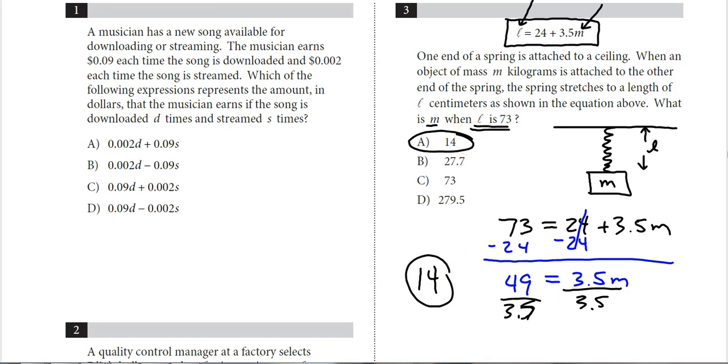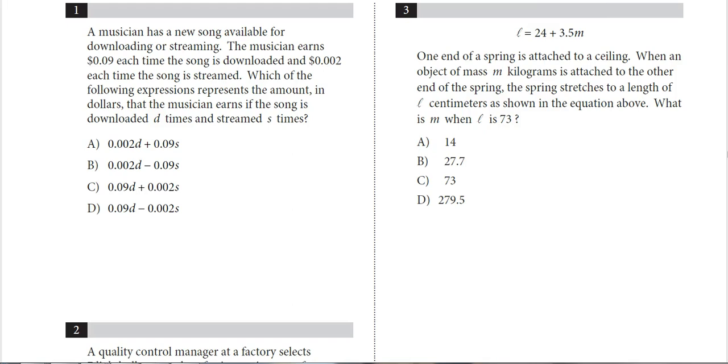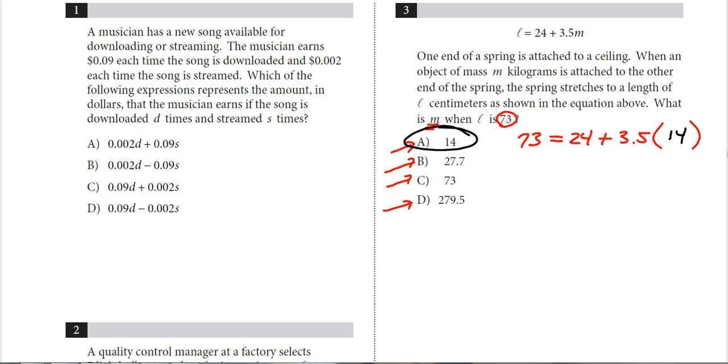Now, I strongly suggest you get good at solving linear equations because there's a lot of them on here. But if you were in a pinch, you could also just plug these numbers in. If you want to find out M when L is 73, you could say, hey, 73 equals 24 plus 3.5 times, and then you would just start trying each one of these numbers until you got a true statement. Luckily, the very first one that you plugged in, if you plug the 14 in there, it would work out. So the correct answer would be A either way.